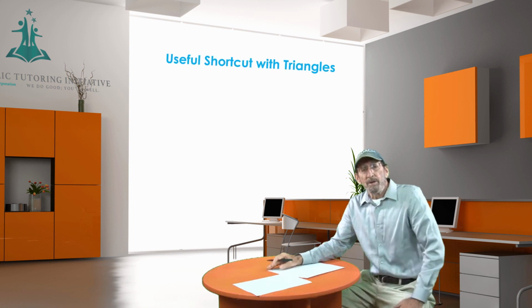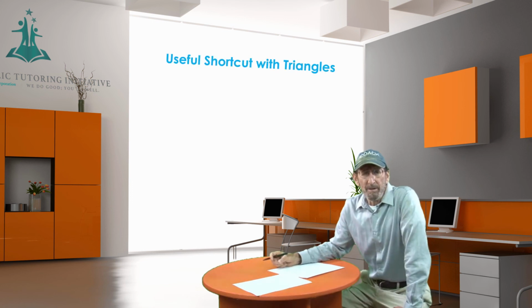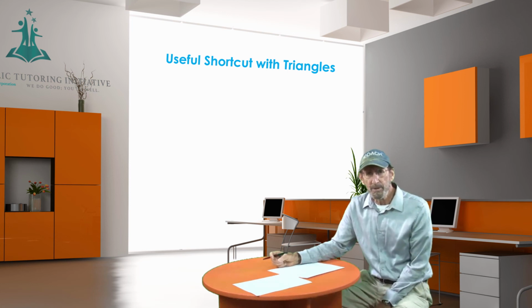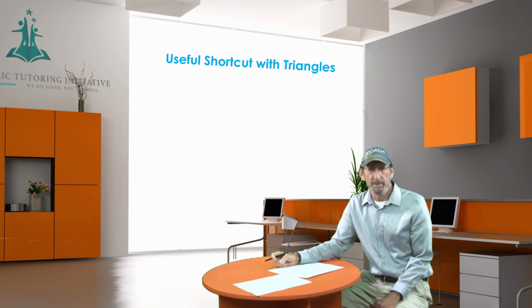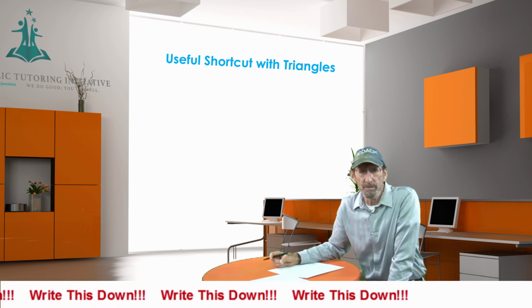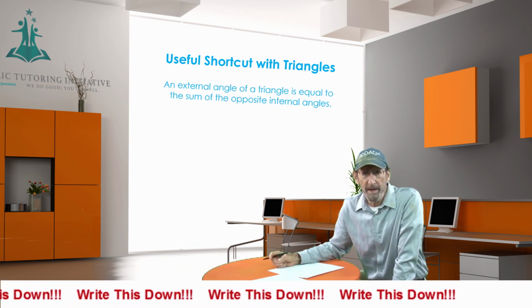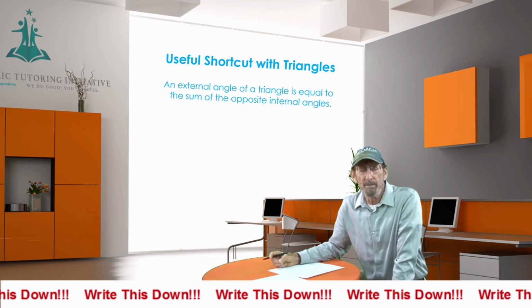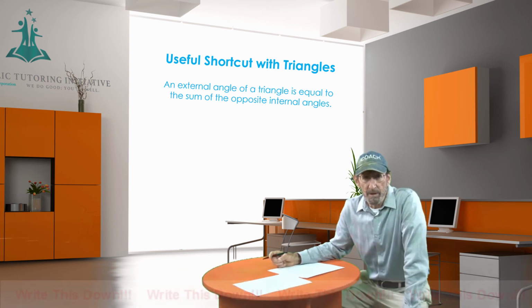Okay, there are a couple of principles about triangles that are useful for this test. The first is a shortcut, and the second is actually sometimes used as a trick question. So let's go over them. Here's the useful fact. An external angle of a triangle is equal to the sum of the opposite internal angles. So using this, you can cut out a step in your computation.